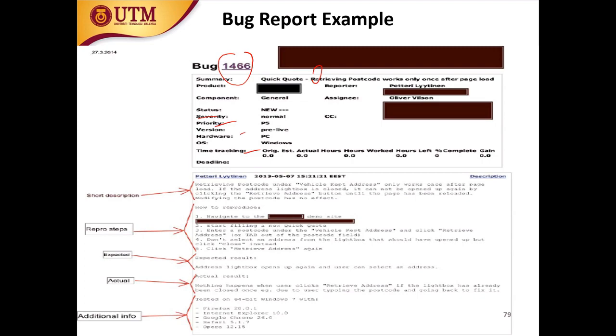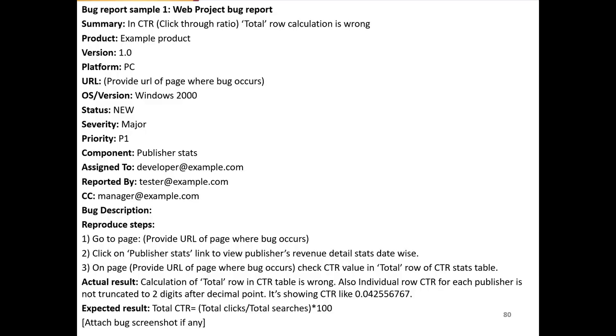So this you cannot read. So we go to the next example that you can read. The bug report, for example, for a web project. The summary: in CTR, click-through ratio, total row calculation is wrong. So that is a summary of the result. Which product is the example product? The product means the component of the system that we deliver.